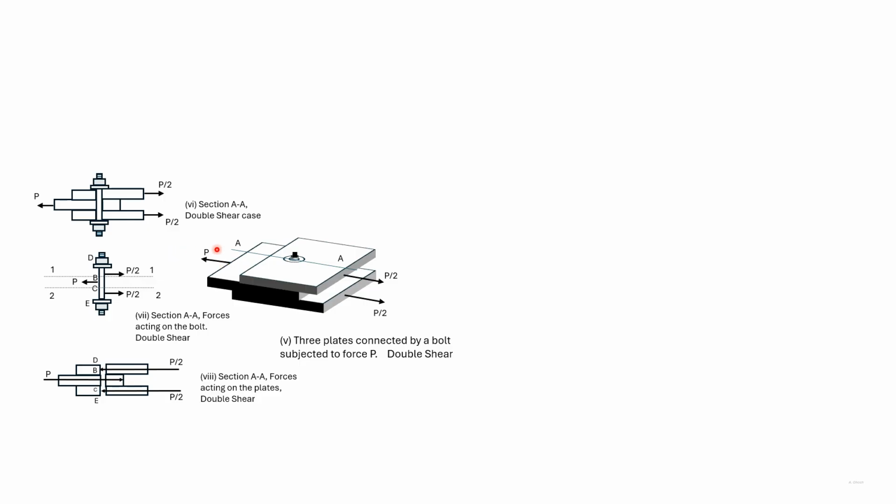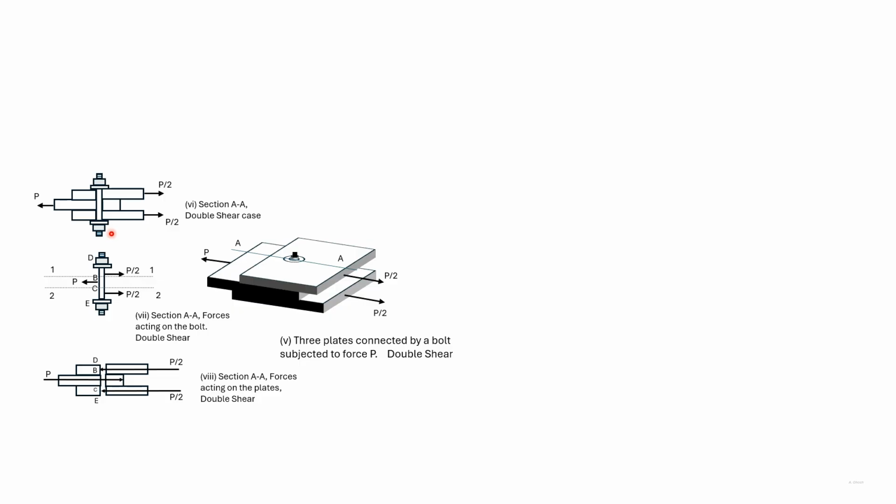As earlier, we take a section A through the bolt, and this is the diagram that we get. P by 2 is a force by which the plate is pulling the bolt, and the bolt will have a reaction force on the plate. Here also the force is P, and the bolt also will have a reaction force on the plate of the same magnitude. This is same as the top plate.